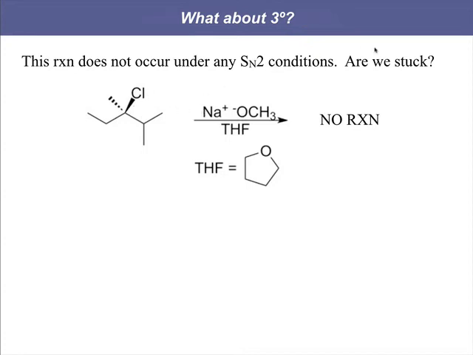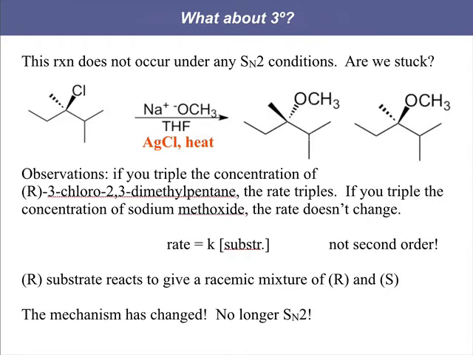So are we stuck? Can we do anything with this? Well, not with SN2 conditions, but we can do something else. If we add silver chloride and heat to this reaction, something does happen. Look what happens. We do get substitution. We get our nucleophile, our OCH3, adding to our carbon, and the chloride leaves.